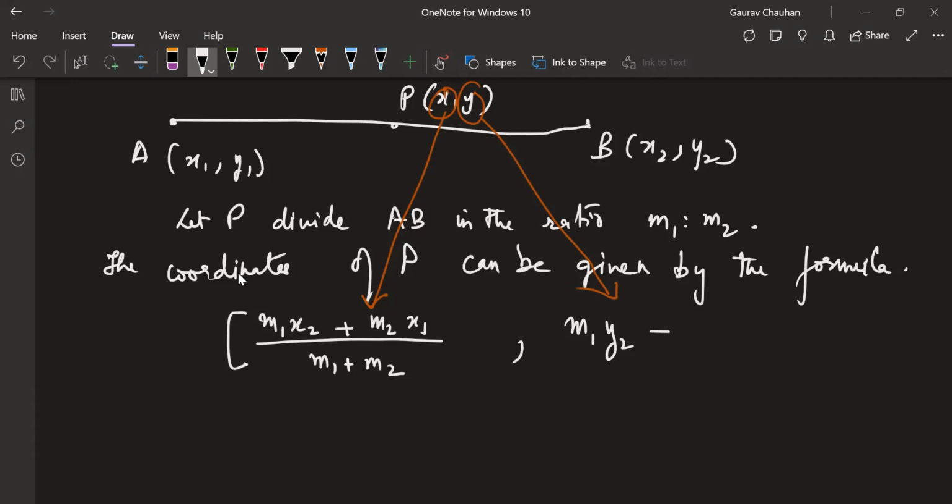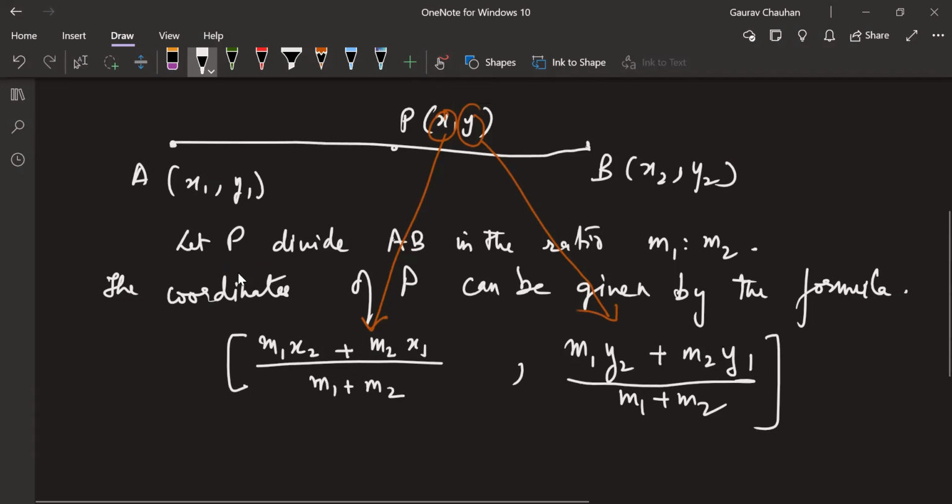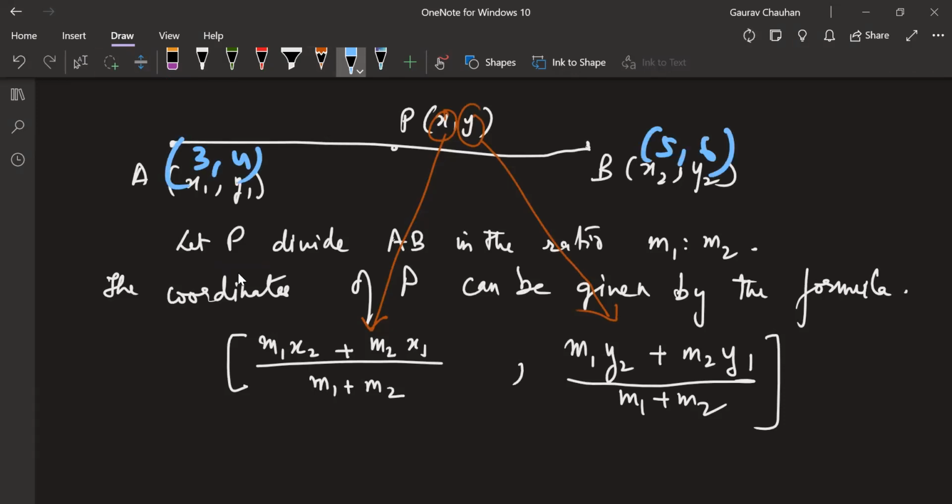M1 y2 plus m2 y1 by m1 plus m2. Clear? This is my section formula. Basically, if I remember this formula, I can find... suppose the question is asking, find a point P such that the line segment joining 3, 4 and 5, 6 is divided in the ratio 1:2.